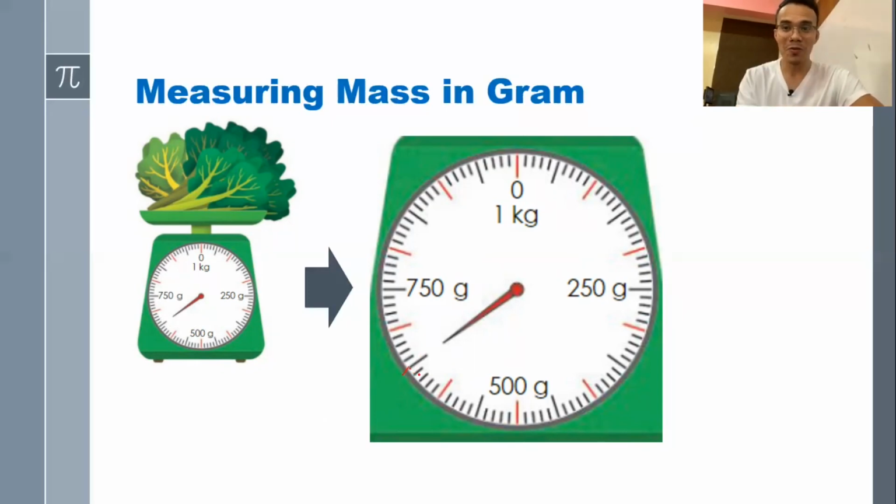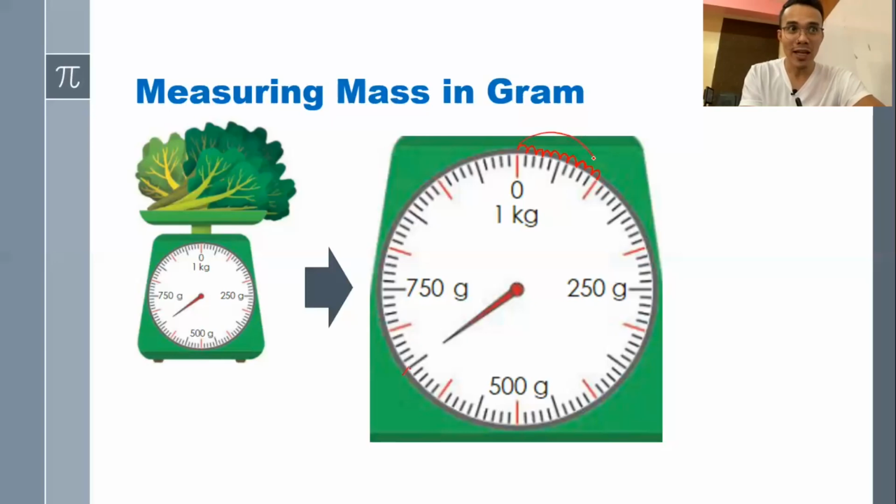Earlier, I told you that every red mark counts 100 grams. What about the black mark? Grade 2, every black mark counts 10 grams. What does it mean? From 0 going to this is 10. This is 20, 30, 40, 50, 60, 70, 80, 90, 100 grams.